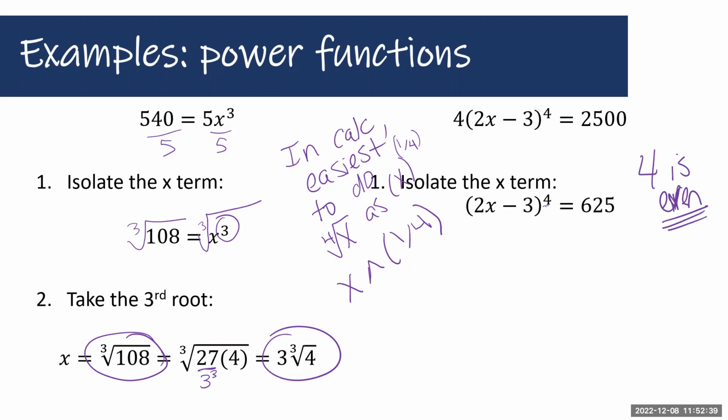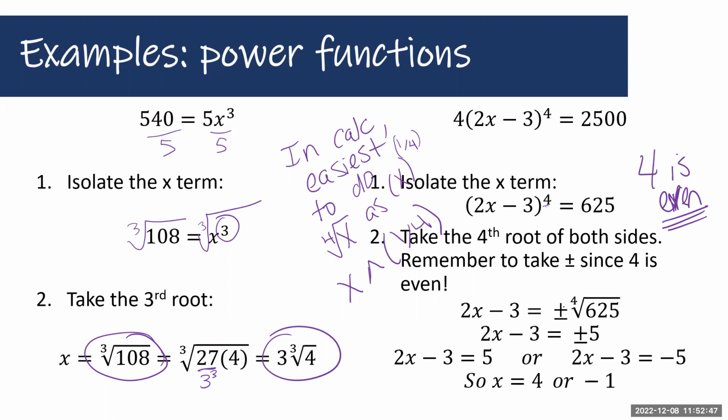That does not look like a V. 4 is an even number, so we have to take the plus and the minus fourth root of both sides. So we really only need to do it over here, as long as we have a plus and a minus as our solution. So now we're left with 2x minus 3 equals plus and minus the fourth root of 625.